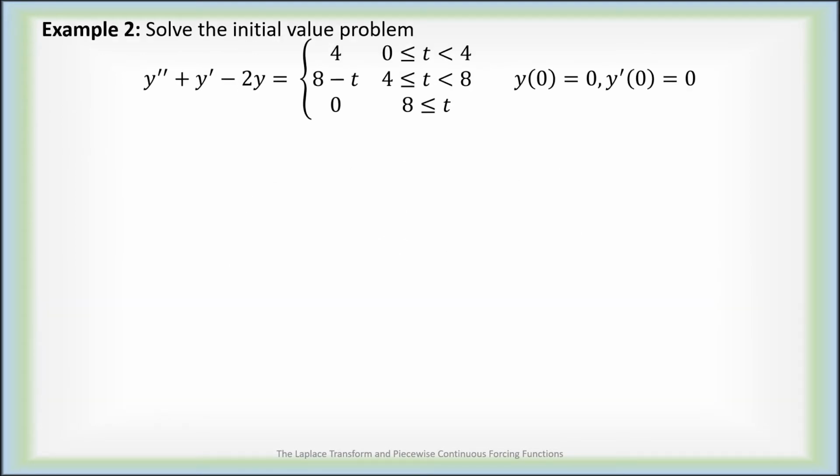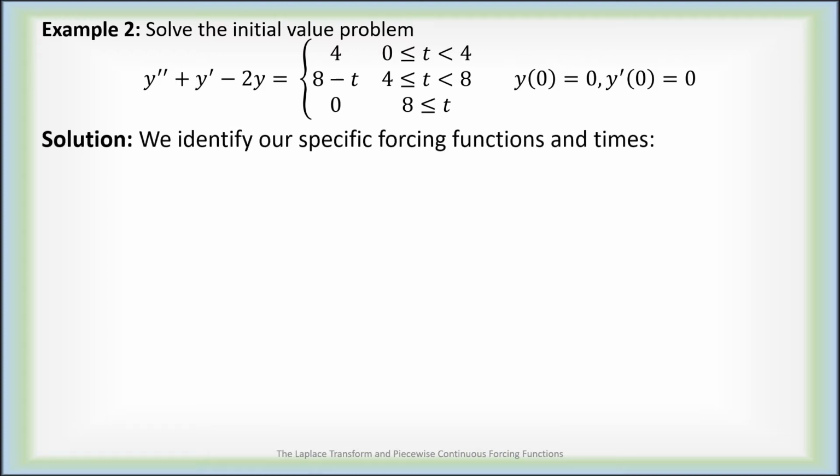For a second example, let's do another initial value problem. Y double prime plus y prime minus 2y equals a forcing function. Well, from 0 to 4, it's 4. From 4 to 8, it's 8 minus t. Beyond 8, it is 0. With initial conditions, y of 0 and y prime of 0 are both 0.